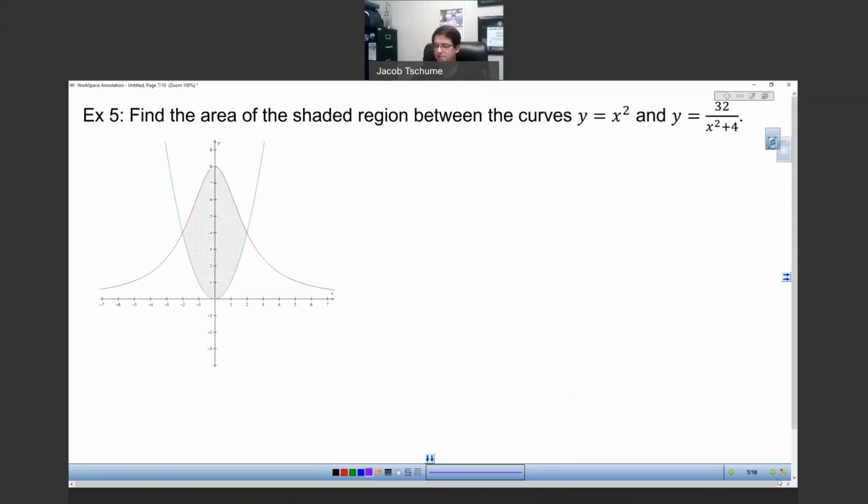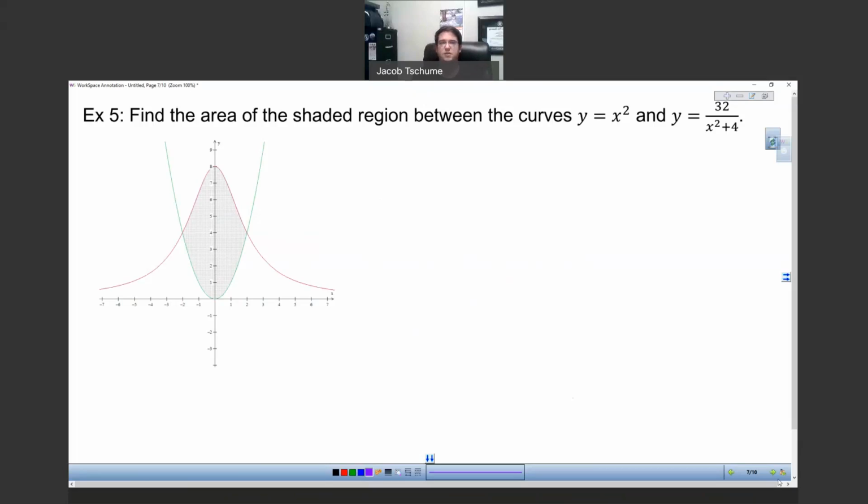All right. And now something I want to mention, and I haven't done any of it yet, but at the very end of the last video, I talked very briefly that sometimes over the next few sections, we would run into symmetry, all right? And I want to show you an example in this video where symmetry can be very helpful. So if you look at this, it says find the area of the shaded region between the curves y equals x squared and y equals 32 over x squared plus 4.